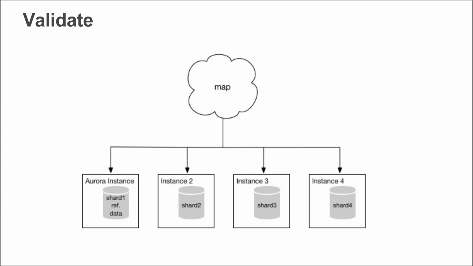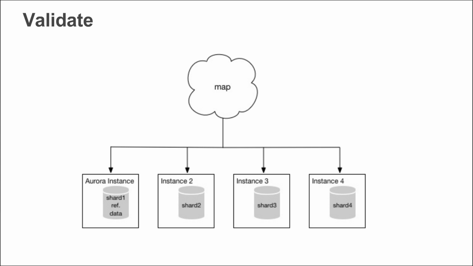When you're ready to flip between shard 2 and your Aurora instance, you simply stop taking transactions in shard 2, let DMS apply the final few transactions to your Aurora instance, update your map to direct traffic that was previously meant for shard 2 to your Aurora instance, and then you're done.